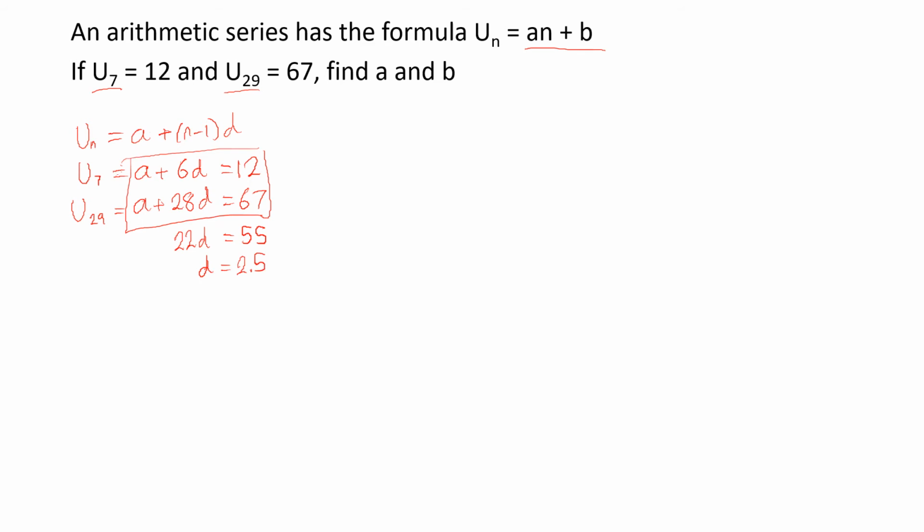And then we could plug that back into one of the other formulas. So let's plug it back into u7. u7 is equal to a plus 15, which is equal to 12. So that would tell us that a is equal to 12 minus 15, which is equal to minus 3. So let's go back to the actual question now. An arithmetic series has this formula, and we want to find what that formula is.